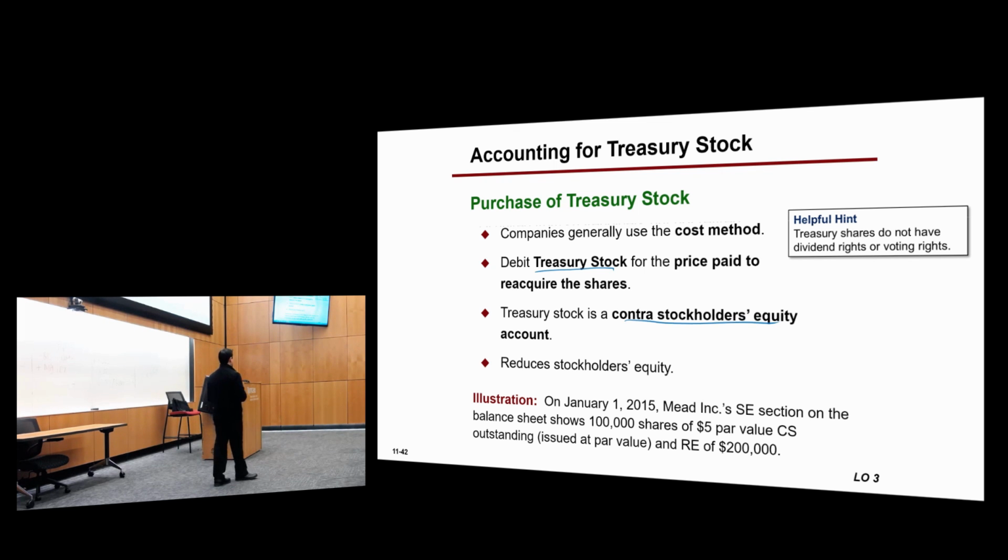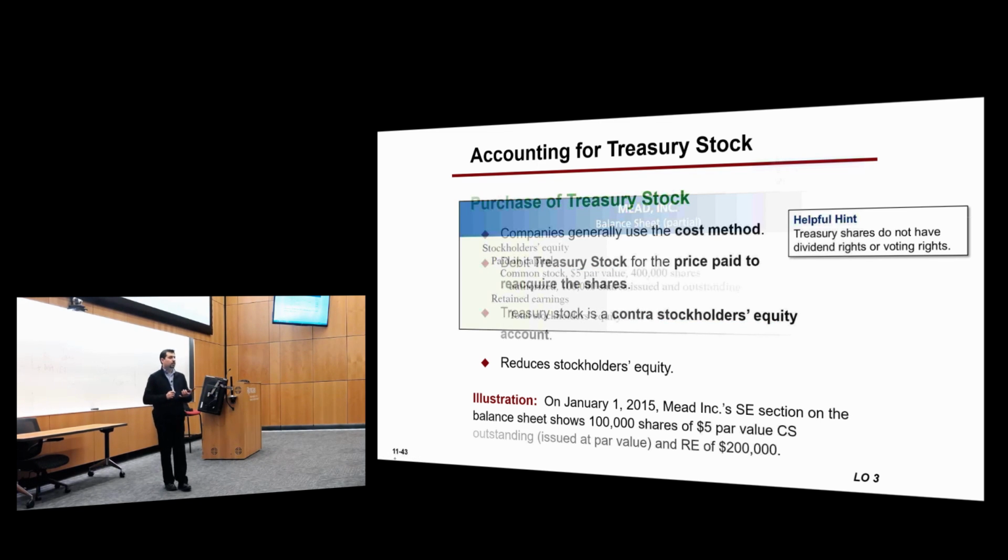What you're saying is that those stocks are not owned by shareholders, they are back to the company. So for example, on January 1st, 2015, Meet Inc.'s stockholders' equity section on the balance sheet shows 100,000 shares of $5 par value common stock outstanding. Outstanding means this is the number of shares that are still owned by investors. Retained earnings is 200,000, so this is how it would look.